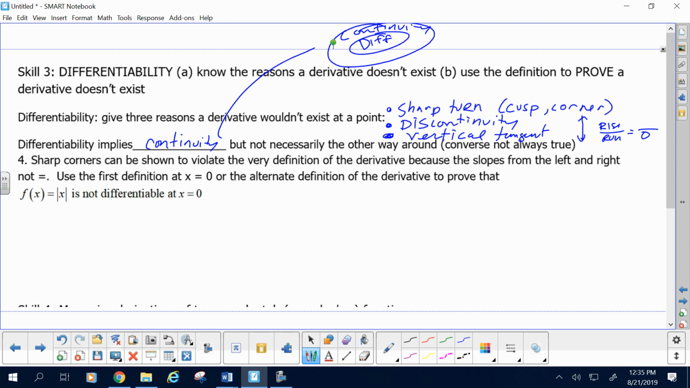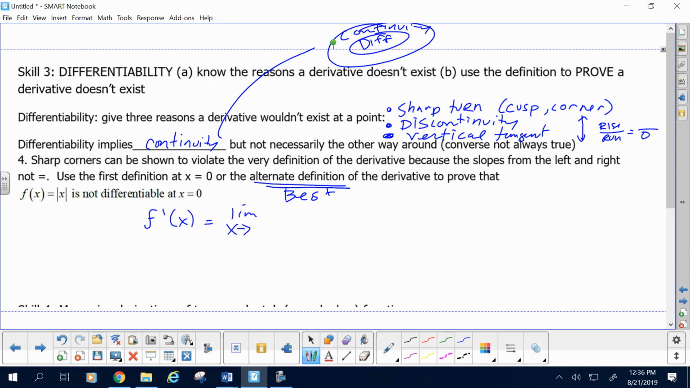All right, sharp corners can be shown to violate the very definition of the derivative because the slopes from the left and right are not equal. Use the first definition or the alternate definition of the derivative to prove that f of x is not differentiable at x equals 0. I recommend the alternate definition. This is the best. So I want to find the derivative of this function. By definition, alternate definition, what is it?